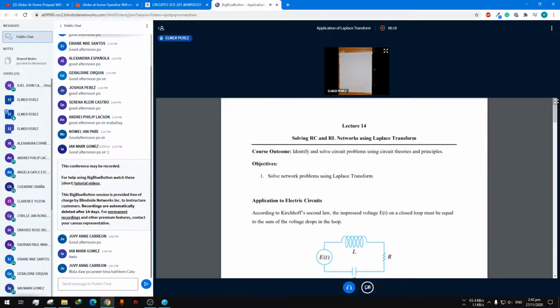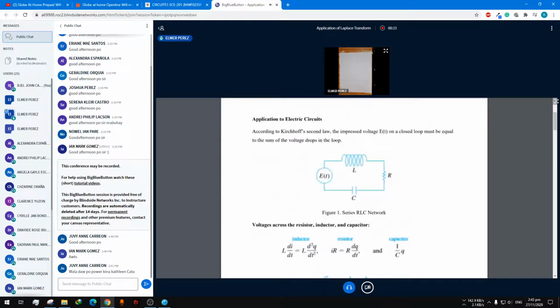Okay. So let's say we're given a circuit diagram consisting of an inductor that is in terms of L, and then a resistor in R, and then the capacitor in C. So all these three elements are connected in series with the source E in terms of the function T. Ayan. Okay, so this represents a series RLC network. So RLC, it's a combination of a resistor, an inductor, and a capacitor.